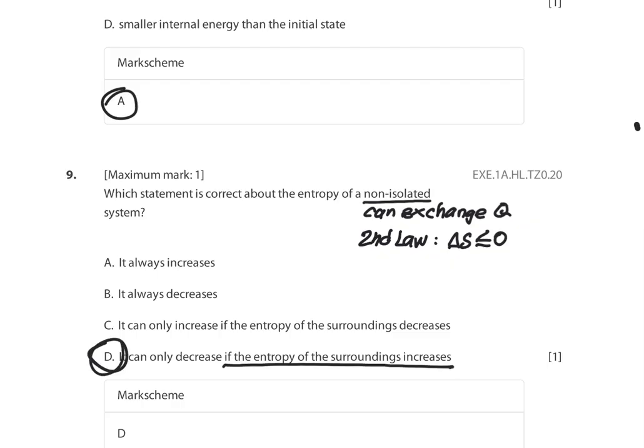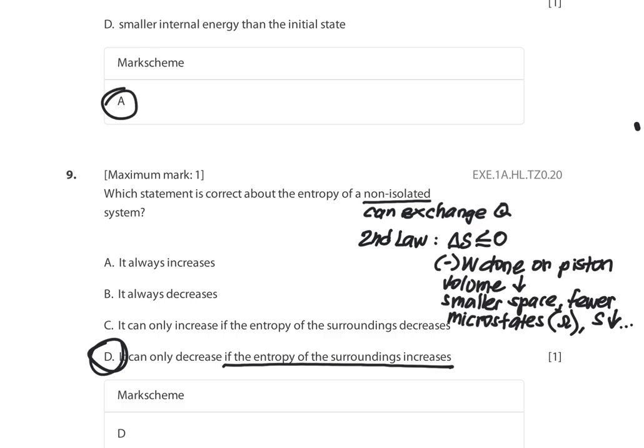So let me give you an example of D, when you can decrease the entropy of a system, but then you increase the entropy of its surroundings. Consider a system like a piston where work is done on the piston. Work done by a system is positive, work done on a system is negative. So if negative work is done on a system like a piston, say, and the volume decreases, it's a smaller space, so there's fewer microstate possibilities. That's that omega thing. And if there are fewer microstate possibilities, that is a decrease in entropy. So that seems like it violates the second law.